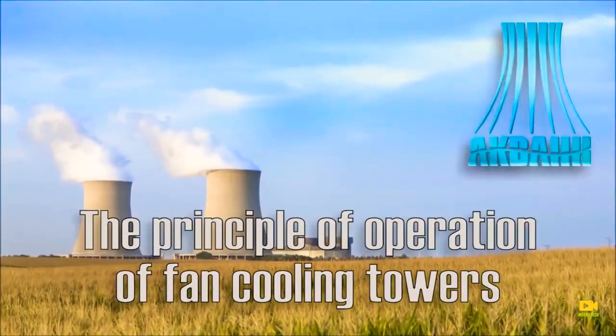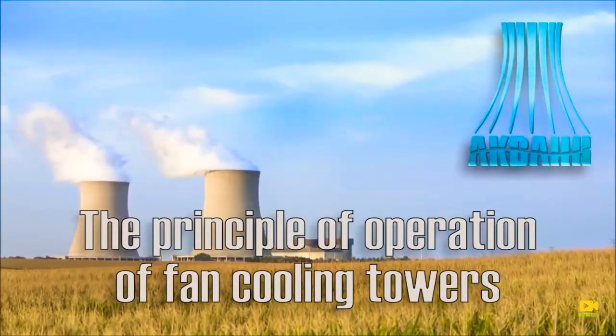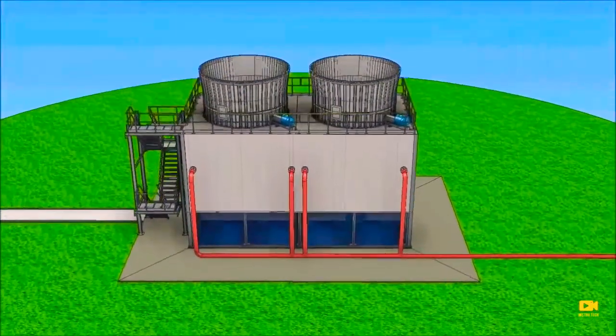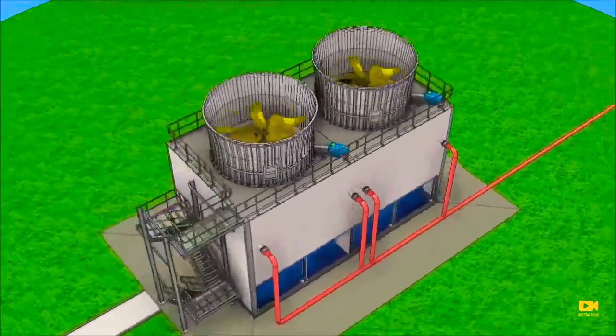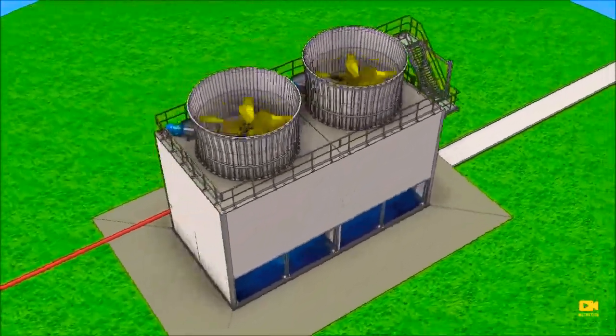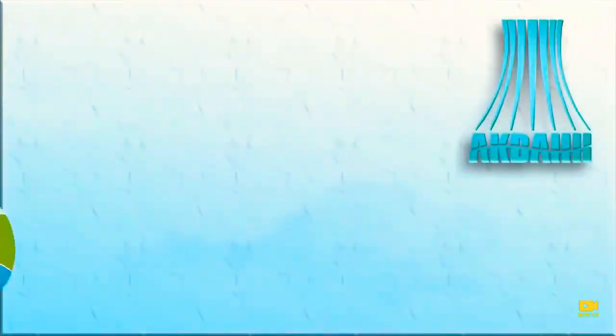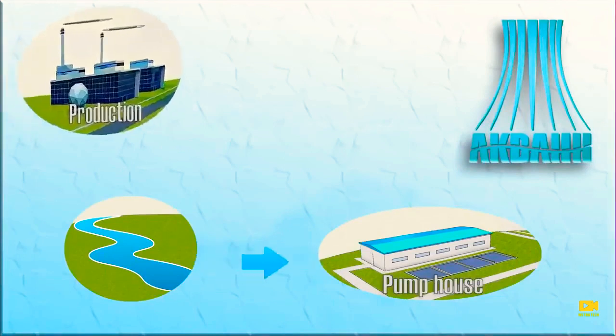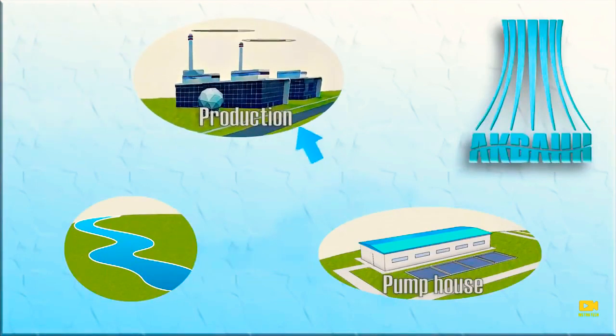In this video we describe the working principle of fan cooling towers. The cooling tower is a device for cooling large quantities of water circulating in a water recycling system. A circulating water system is a system in which water is used as the refrigerant for cooling the heat exchange equipment.